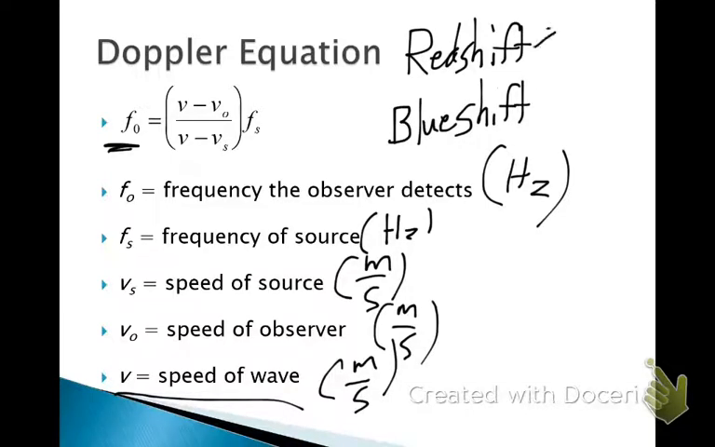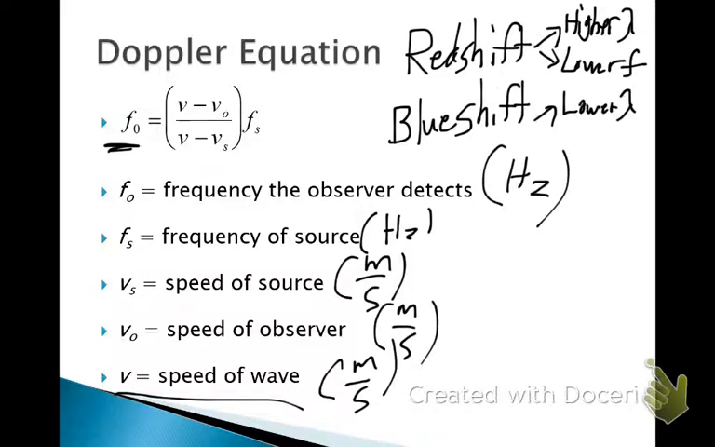So redshift means a higher wavelength, lower frequency for both sound and light. Blue shift means a lower wavelength and a higher frequency.